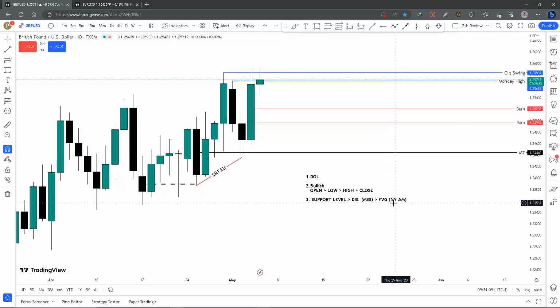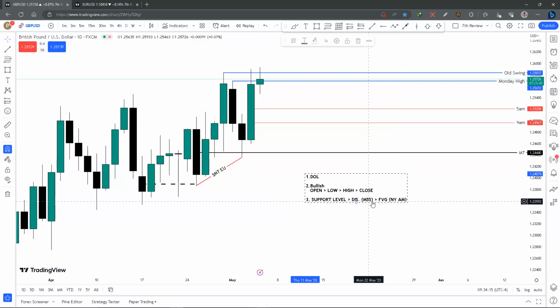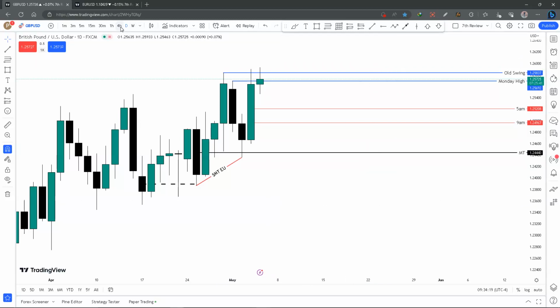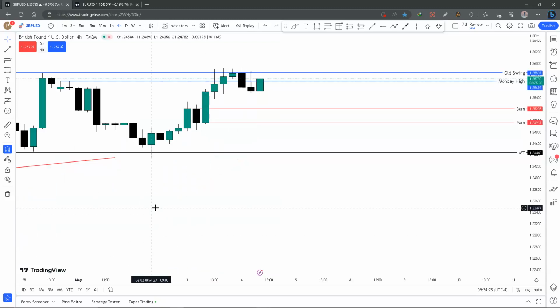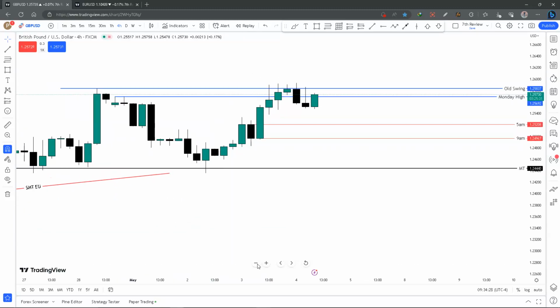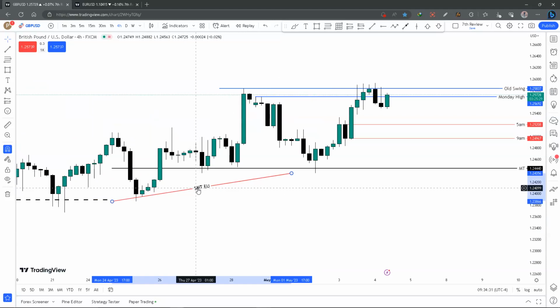The return to fair value gap has to happen on the New York session, New York AM session to be precise. So let me just put this aside and let's go straight to the 4 hour candle time frame so we can look at the candles that were formed on the New York session. We can get rid of the SMT here.